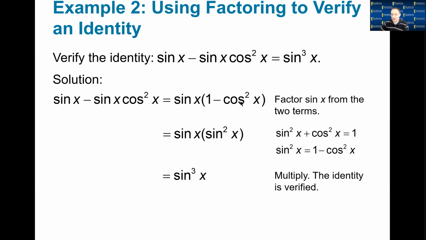Well, that's one of our fundamental Pythagorean identities. Sine squared plus cosine squared is 1. 1 minus cosine squared is sine squared. So I replace 1 minus cosine squared with sine squared, and then I can say, well, sine times sine squared is my sine cubed x, which is precisely what we needed to verify. Done.